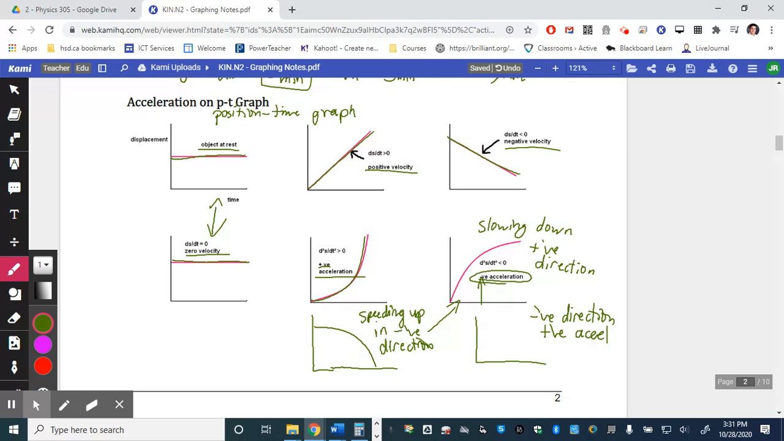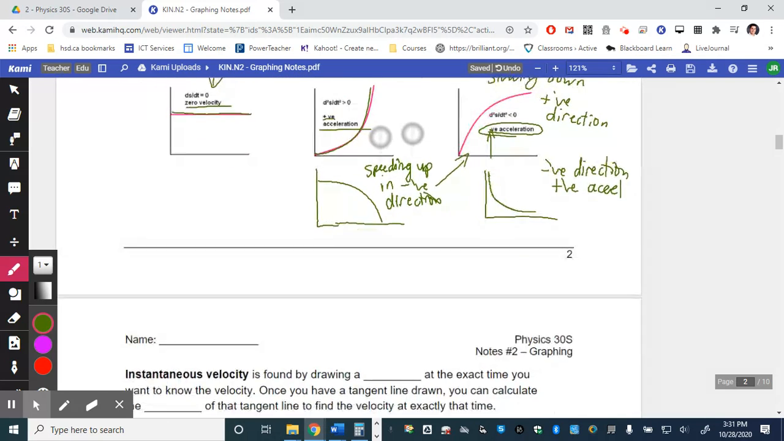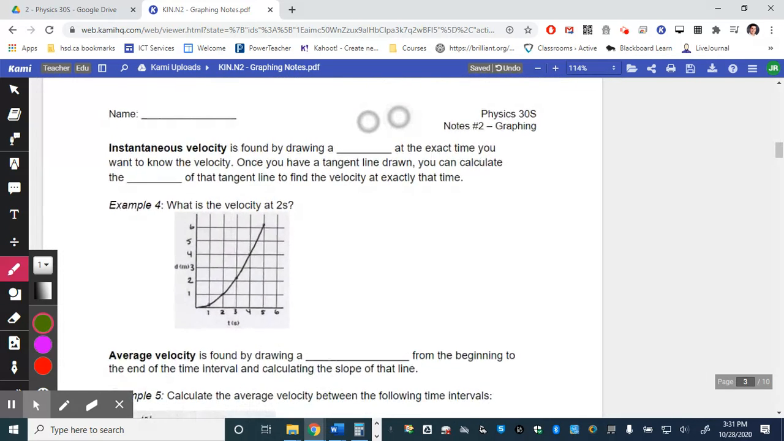Okay. See what this looks like? We're moving down, but we are slowing down, which means we're accelerating in the positive direction, but we're moving in the negative direction. So negative direction, positive acceleration. Weird stuff, eh? But notice how acceleration is always curvy.